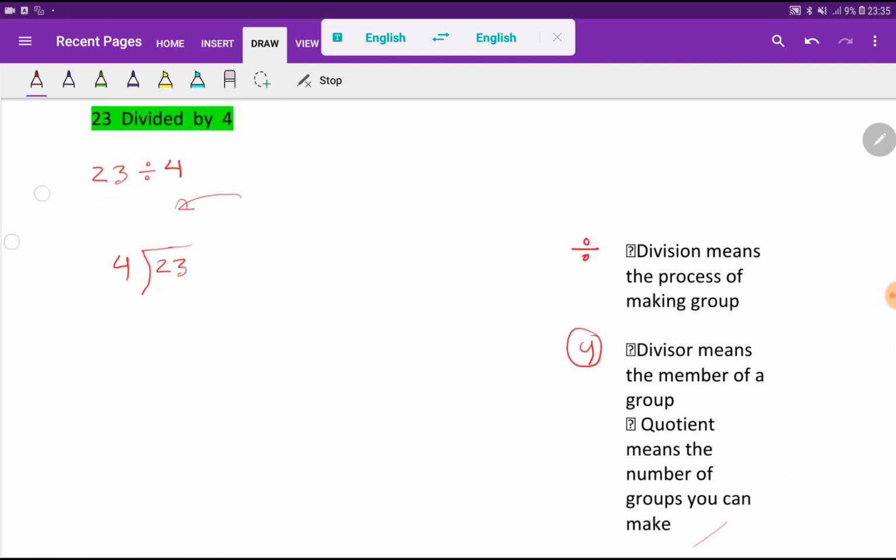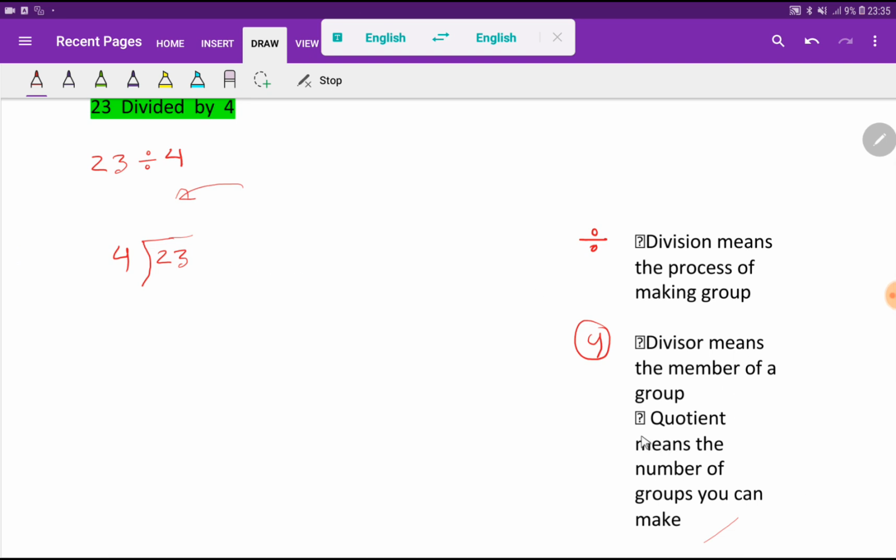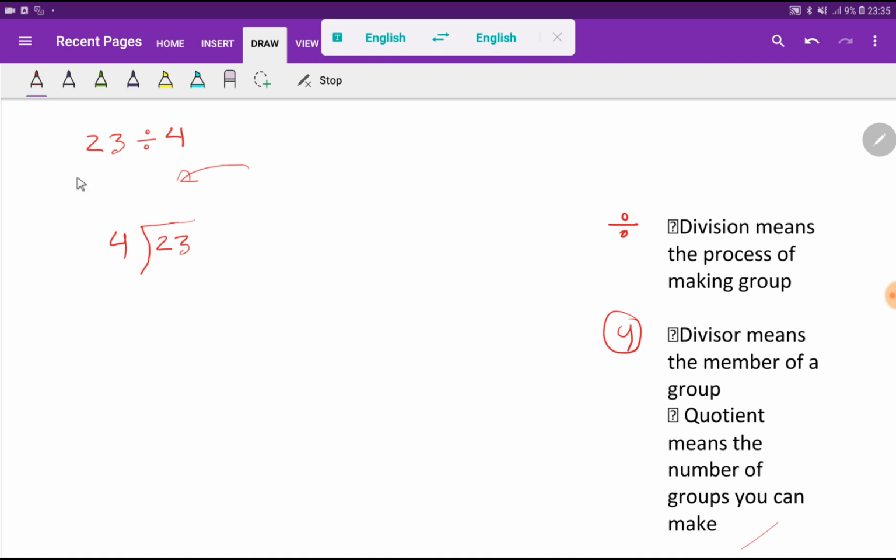What do you mean by quotient? Look at here. Quotient means the number of groups you can make. That is, by using these 23 members, how many groups can you make, right? And the members of a group will be 4, right? So quotient means the number of groups. And this is the dividend. Dividend means the total members, right?